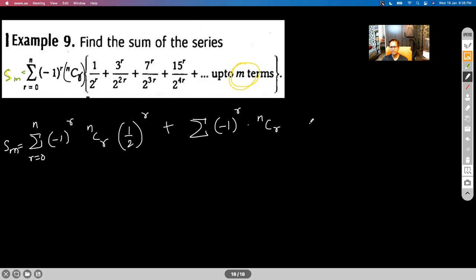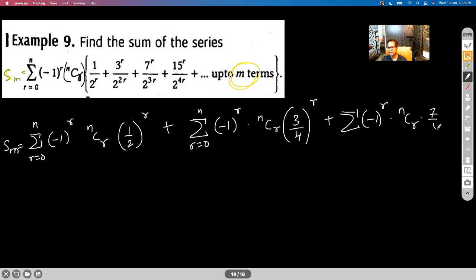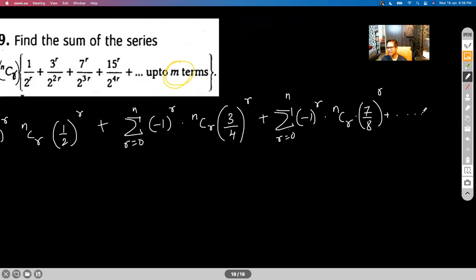Second term likewise will be summation r equal to 0 to n, minus 1 to the power r, nCr, 3 to the power r by 2 to the power 2r. So this whole thing I can write as 3 by 4 to the power r. Correct? Do you all agree with me? Can this be written like this? Obviously. Next term, likewise, I'm going to write like this: 7 by 8 to the power r. Dot, dot, dot. So this goes all the way till m terms.